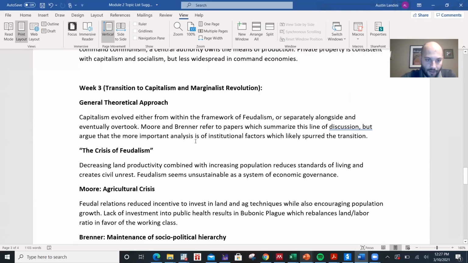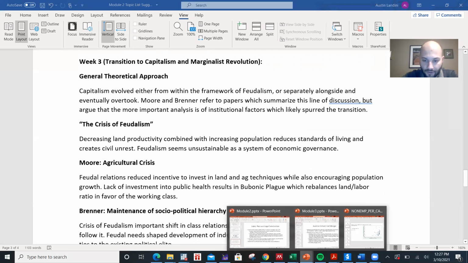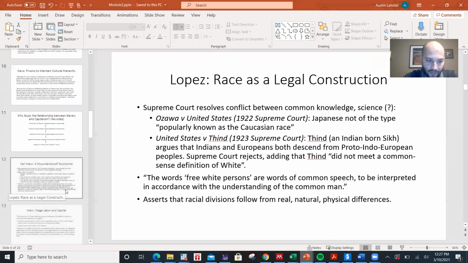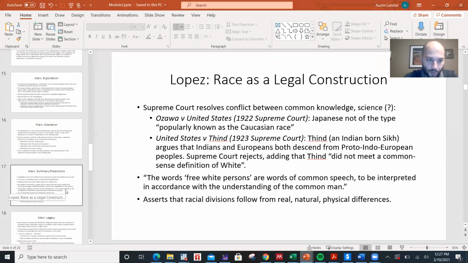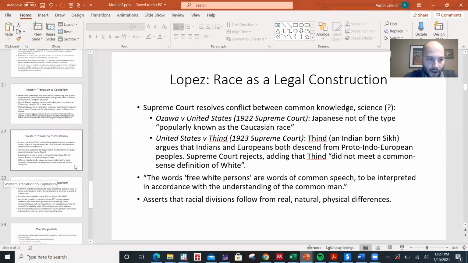Taken together, these arguments tend to say that factors seem to have come together for these different groups, the feudal class and the capitalist class, to pursue kind of capitalist solutions to these problems.